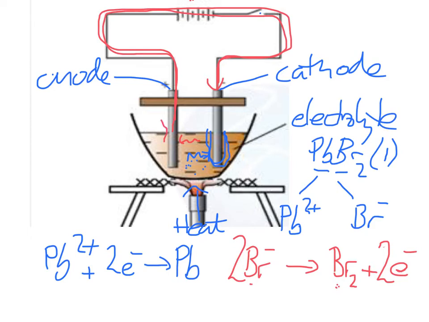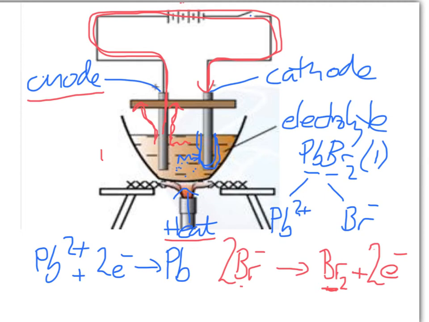Now bromine, at room temperature, is a reddy brown liquid. We can see that we've got a Bunsen burner down here, and the bromine liquid which forms will evaporate very quickly because it's so hot down there. So you'll get reddy brown fumes coming off at the anode, and those reddy brown fumes are bromine. So it's important that you do this experiment in a fume cupboard, because bromine is a particularly nasty substance. You wouldn't want to be breathing in bromine.